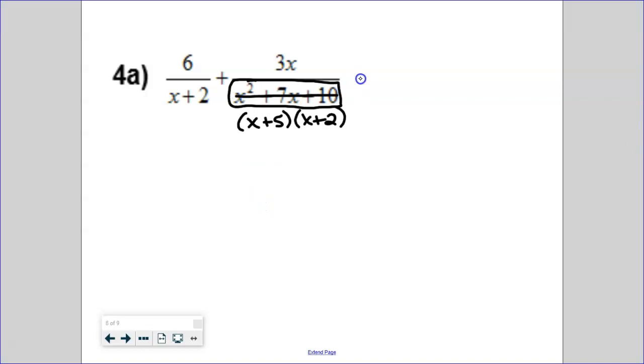So now when I go and I try to figure out what my least common denominator is, well, I go through and I look at what we have. So this fraction has an x plus 2. But wait, there is a common x plus 2. So we just write it one time in our common denominator. And then I look through the denominators. We also have an x plus 5.